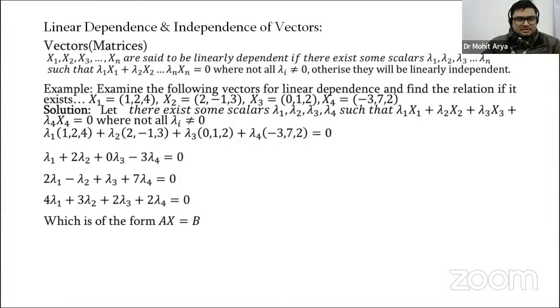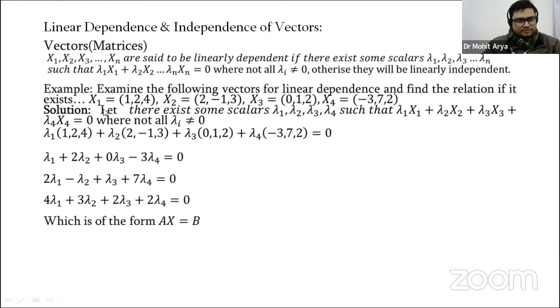Here the example says, examine the following vectors. There are 4 vectors given. We have to examine whether these vectors are linearly dependent or not, and if they are, then find a relation between them. Here we see that there are 4 scalars. We will consider some scalars lambda 1, lambda 2, lambda 3 and lambda 4 with respect to these 4 vectors. According to our definition, we will multiply each scalar with a vector, add all of these and equate to 0.